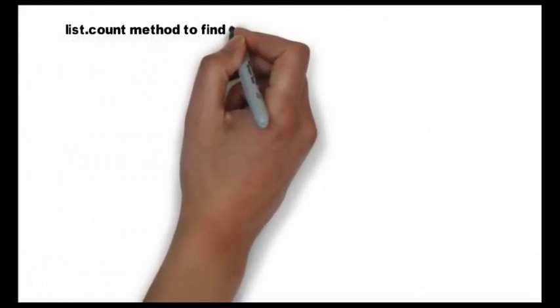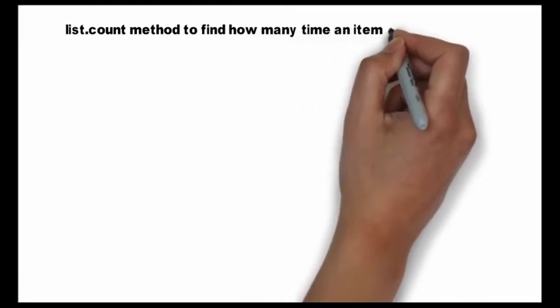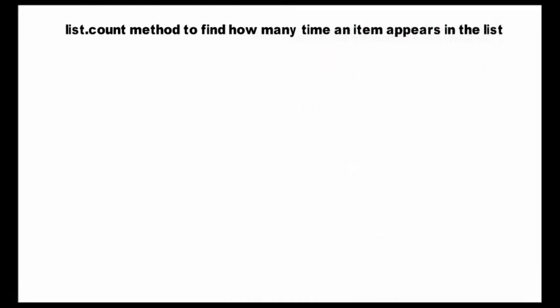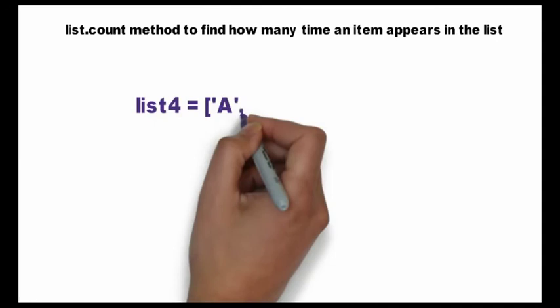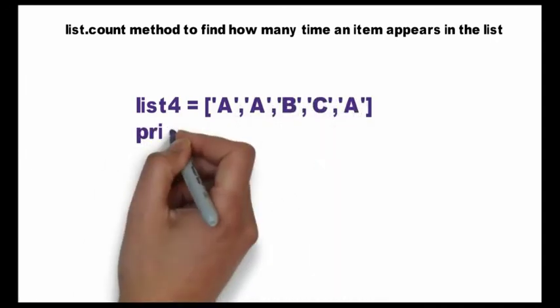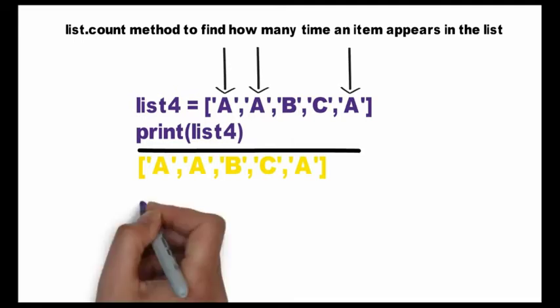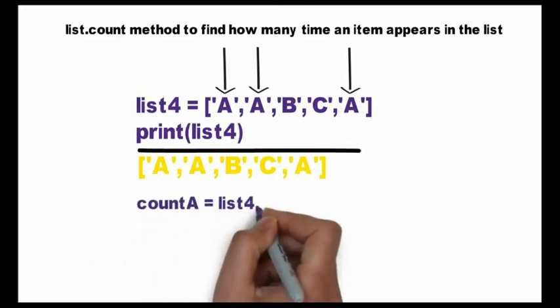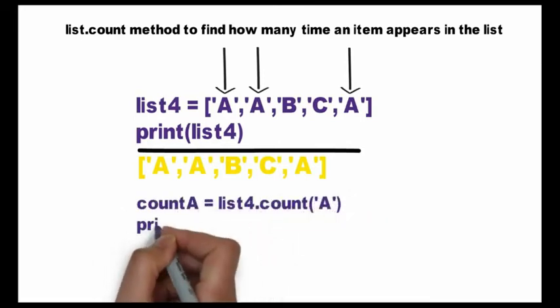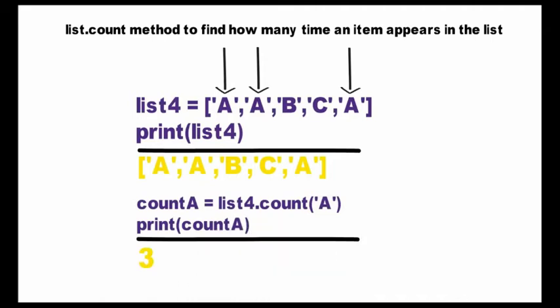Next we shall see the list.count method to find how many times an item appears in the list. So let's create a list. list4 equal to a, b, c, a. Let's say we want to find the number of times the letter a appears in the list. We can find this with count_a equal to list4.count of a. So we can see that a appears 2 times in the list.